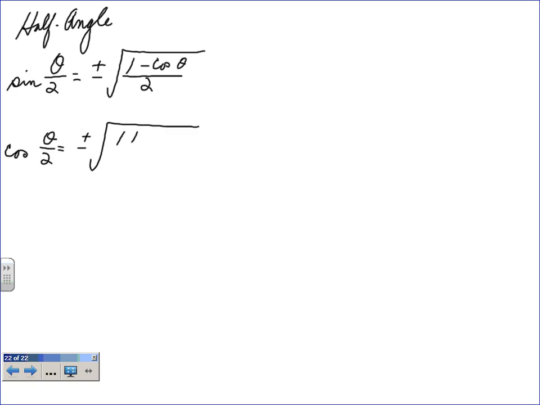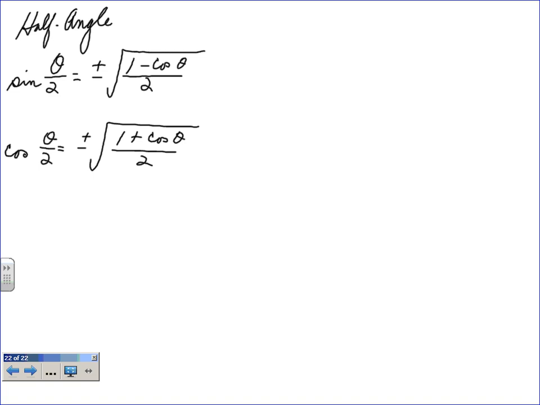The formula, plus or minus the square root of 1 minus cosine theta over 2. And that's a formula for a half angle. The formula for cosine is plus or minus the square root of 1 plus cosine theta all over 2. I think after we do the homework and after you do a few problems, you should have these committed to memory.